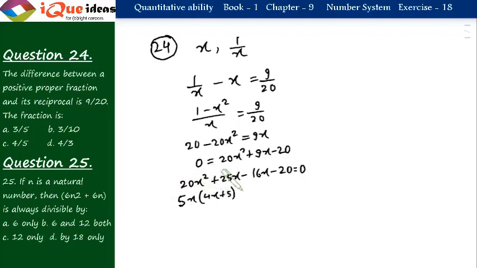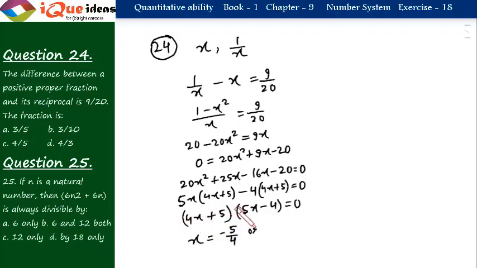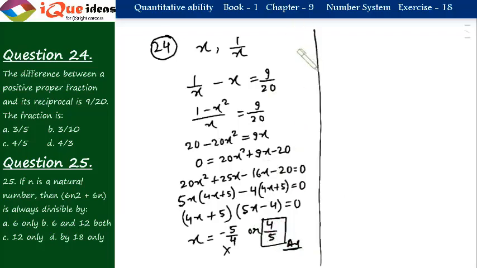Similarly, from the other two we'll have minus 4 common, so we'll have 4x plus 5 equal to 0. So we will get 4x plus 5 common into 5x minus 4. Now if you equate each factor to 0, you will get x equal to either minus 5 by 4 or 4 by 5. We don't have to take the negative number. The question is saying the positive fraction, so the positive fraction would be 4 by 5. Ignore the negative one. 4 by 5 is the answer of this question. In this question you have to be careful about which one is the larger one. The larger one would be 1 by x.